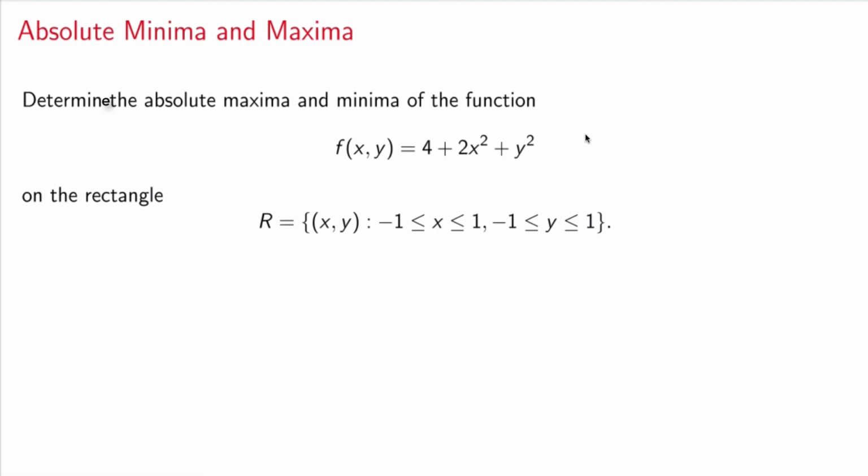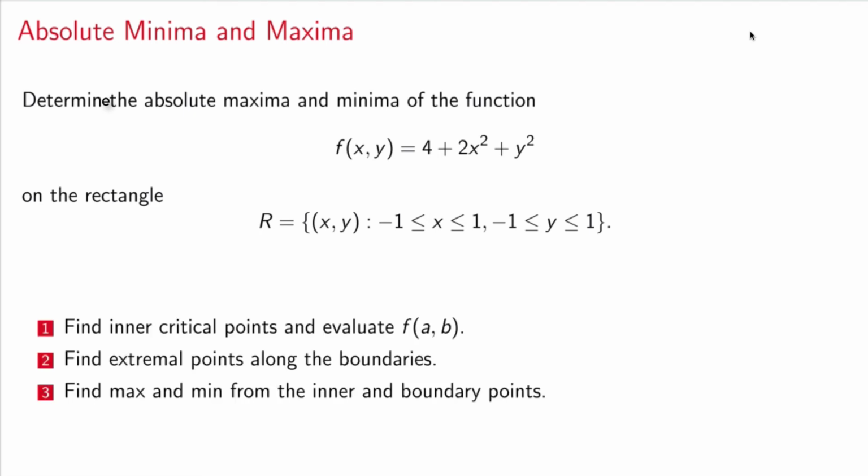Now, if you have a function of two variables like here, f of x and y, then the boundary is not a point. The boundary of this rectangle would be the boundary sides, the edges. But the principle is the same. We look at the inside and then we look at the boundaries. So what do we have to do? Find the inner critical points and evaluate f at those points, and then find the extremal points along the boundaries, and then find the max and min for those points.